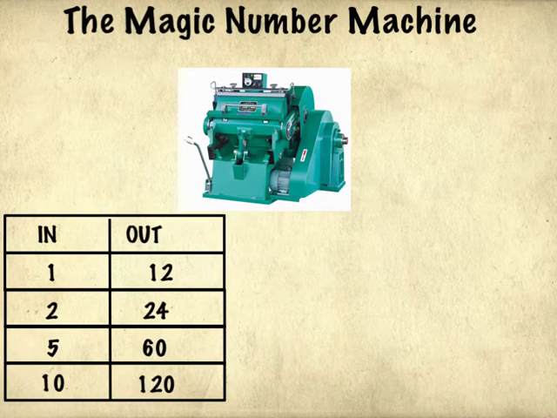So pause the video here and see if you can figure out what is the pattern rule. I have 1 to 12, 2 to 24, 5 to 60, and 10 to 120.